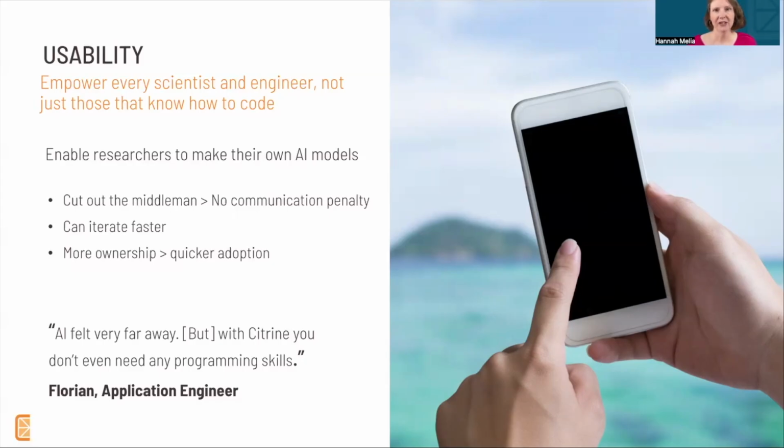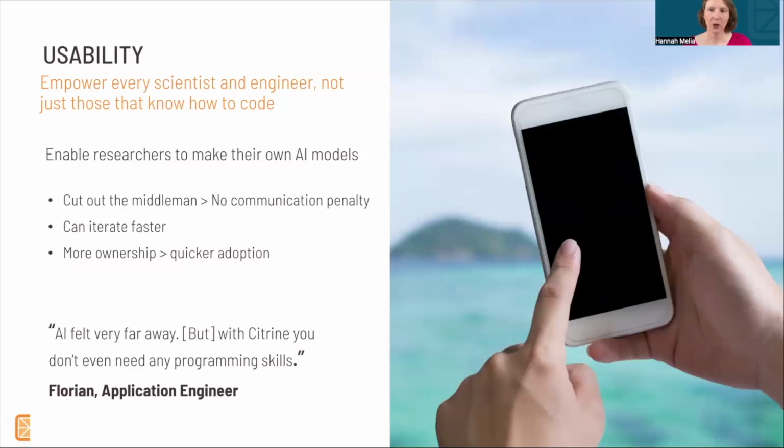What this does is it cuts out the middleman. So if you work with a data scientist who uses the AI models, then there's going to be some confusion in communication. You know, you've got an extra step there. It also means that you can iterate more quickly. You can try out a new idea that you've had. And you've got more ownership. And when people feel more ownership, they're more likely to use it.